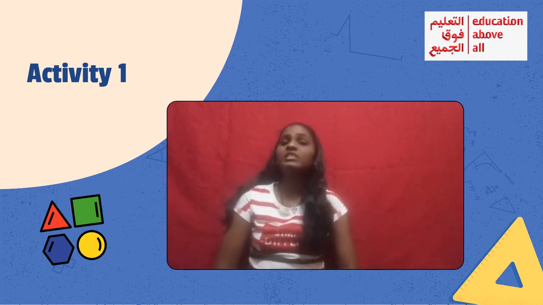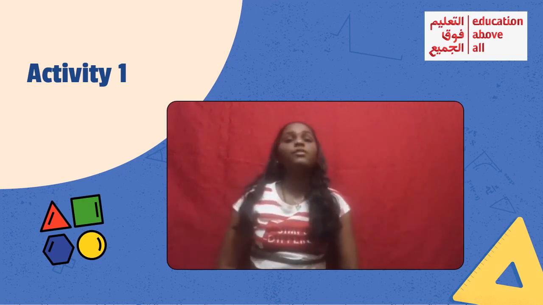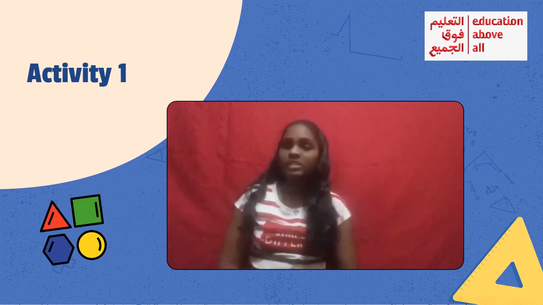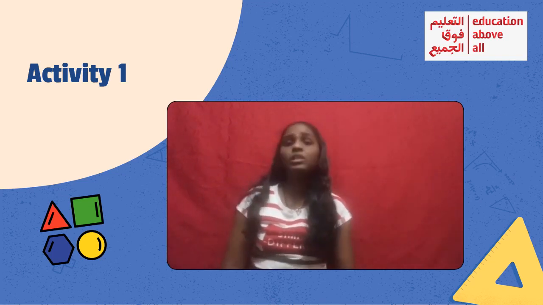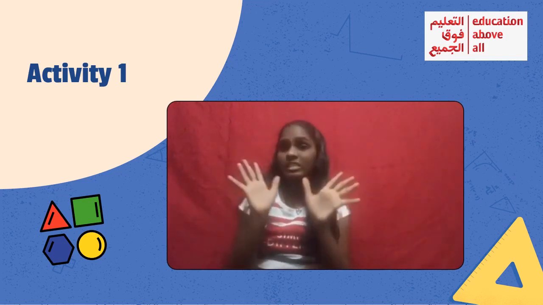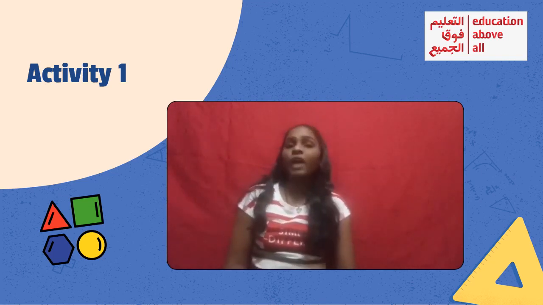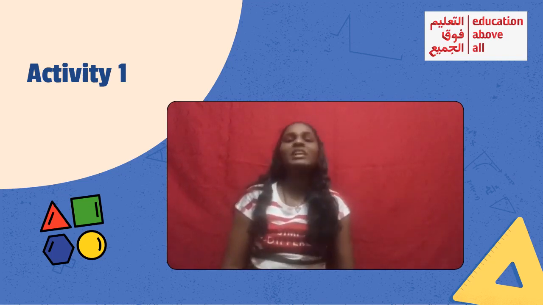Find at least four squares around the house, example, window. Find at least three rectangles around the house, example, door or a tabletop. Find at least 10 circles around the house, example, bottle cap. Find at least 6 triangles around the house, example, carrot.